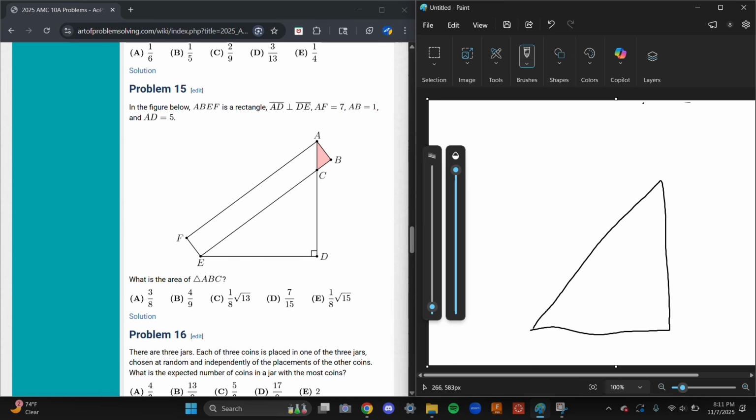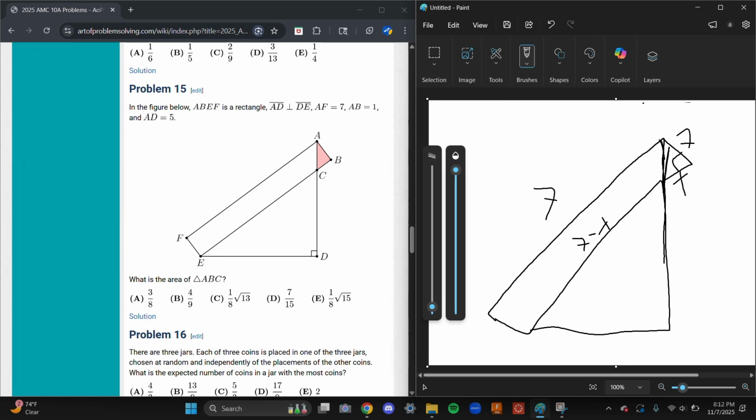So we have this right triangle here, and then this rectangle sort of looks like that. And then we have AF equals 7, so this here equals 7. And then AB equals 1, and AD equals 5. Okay, so let's let this side length here be x. And let's let this side length here be 7 minus x. And then this side length here, well, we already know what this side length is, right? From the Pythagorean theorem on this triangle here. I know I did a really bad drawing. I'm sorry. That's supposed to be a right angle.